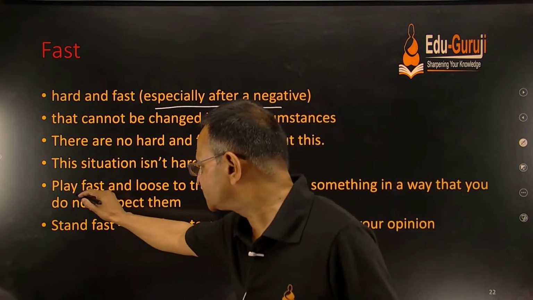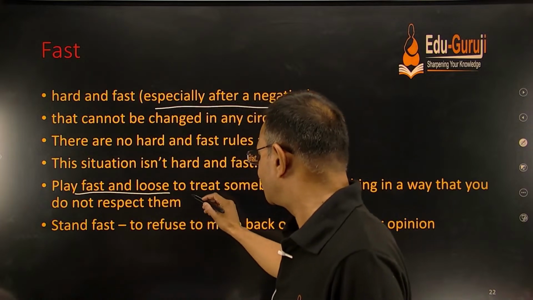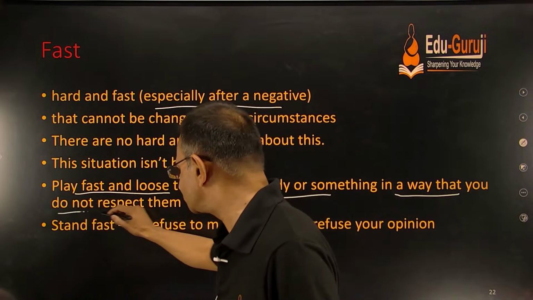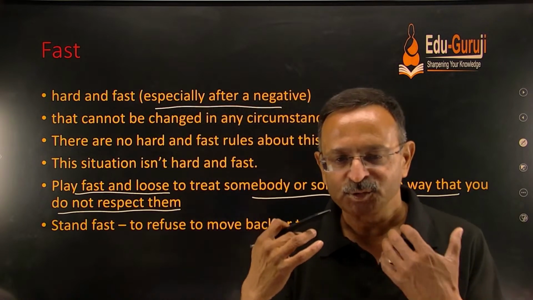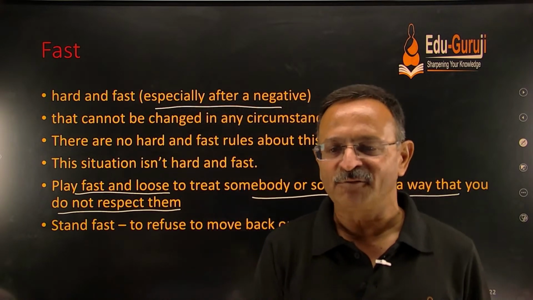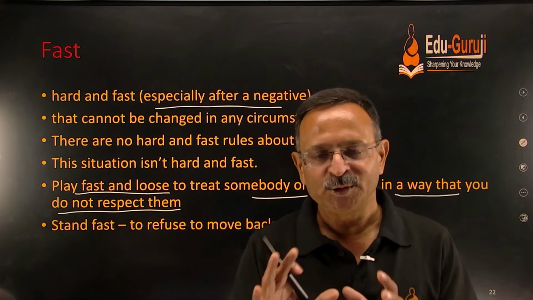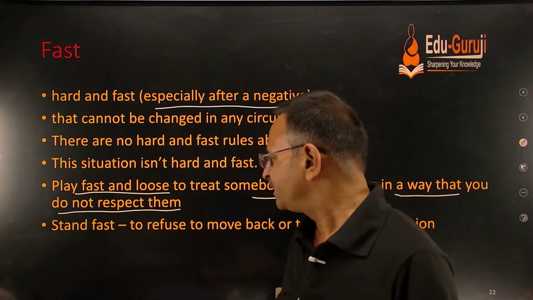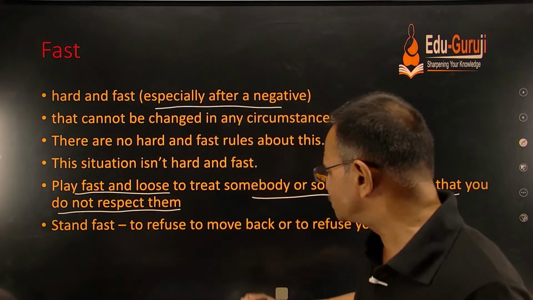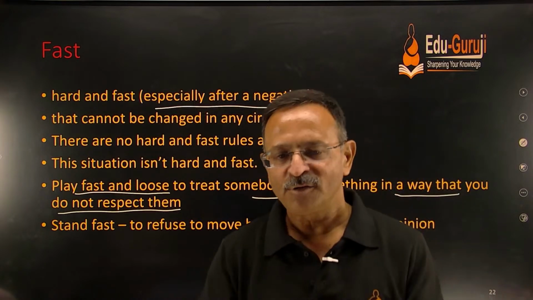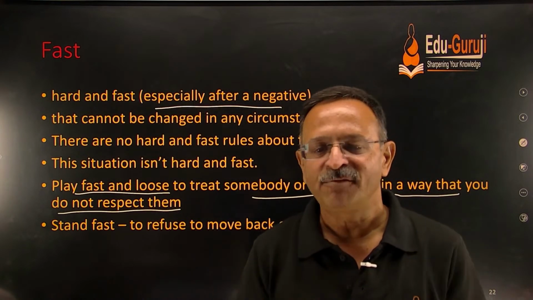Then another is play fast and loose, to treat someone or something in a way that shows you do not respect them. Then last is stand fast, to refuse to move backward or to refuse to give up your opinion. I mean, you are firm on it. So he is standing fast on his opinion.